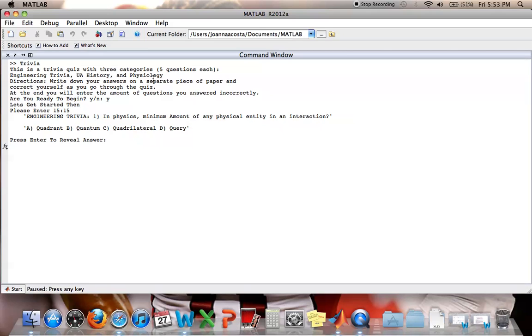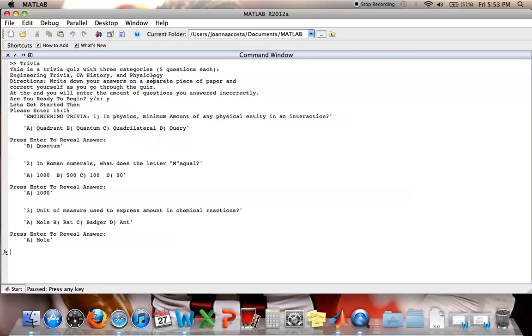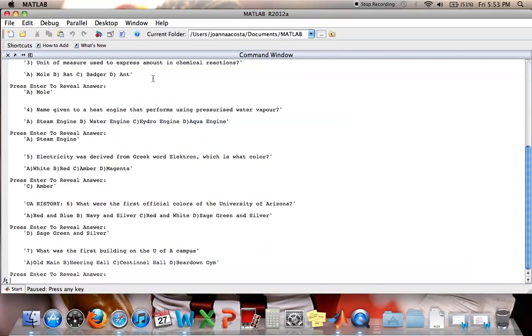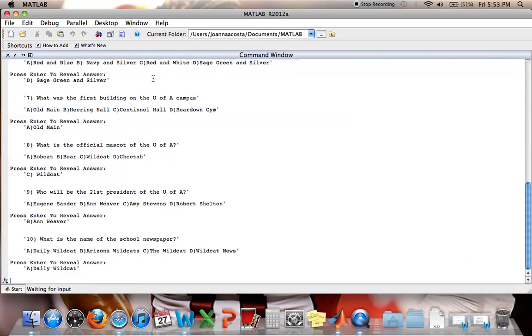It says, in physics, minimum amount of any physical entity in an interaction is. Then the 4 choices are A, quadrant, B, quantum, C, quadrilateral, and D, query. So this is where you would write on a piece of paper what you think it is. And then please enter to reveal answer. It was B, quantum. So then on your piece of paper you can write whether you got it right or wrong. So you continue on with the rest, which would be 15. I'll just go through them really quickly so we can get to the end.